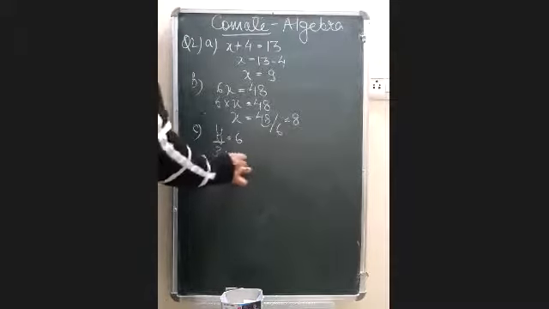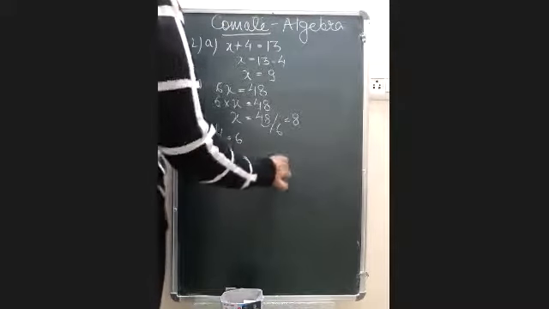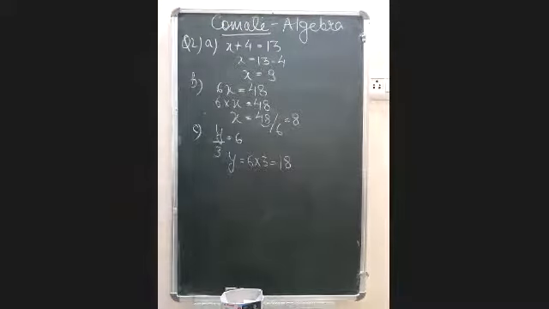Now moving on to question number C, it's y upon 3 is equal to 6. एक मिनट बेटा, y upon 3 is equals to 6. It will give us y is equals to 6 into 3. That will give us 18. So the value of y would be 18.